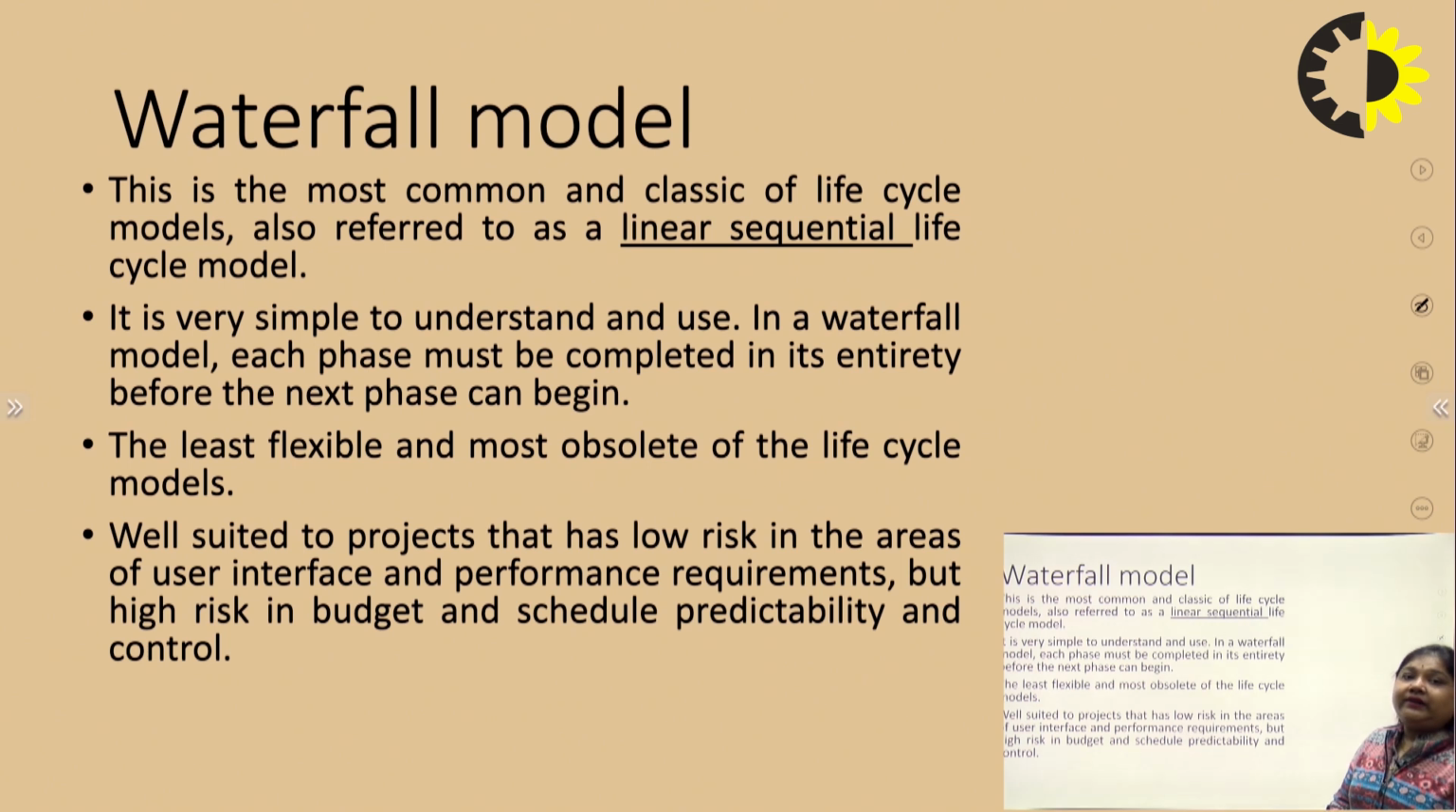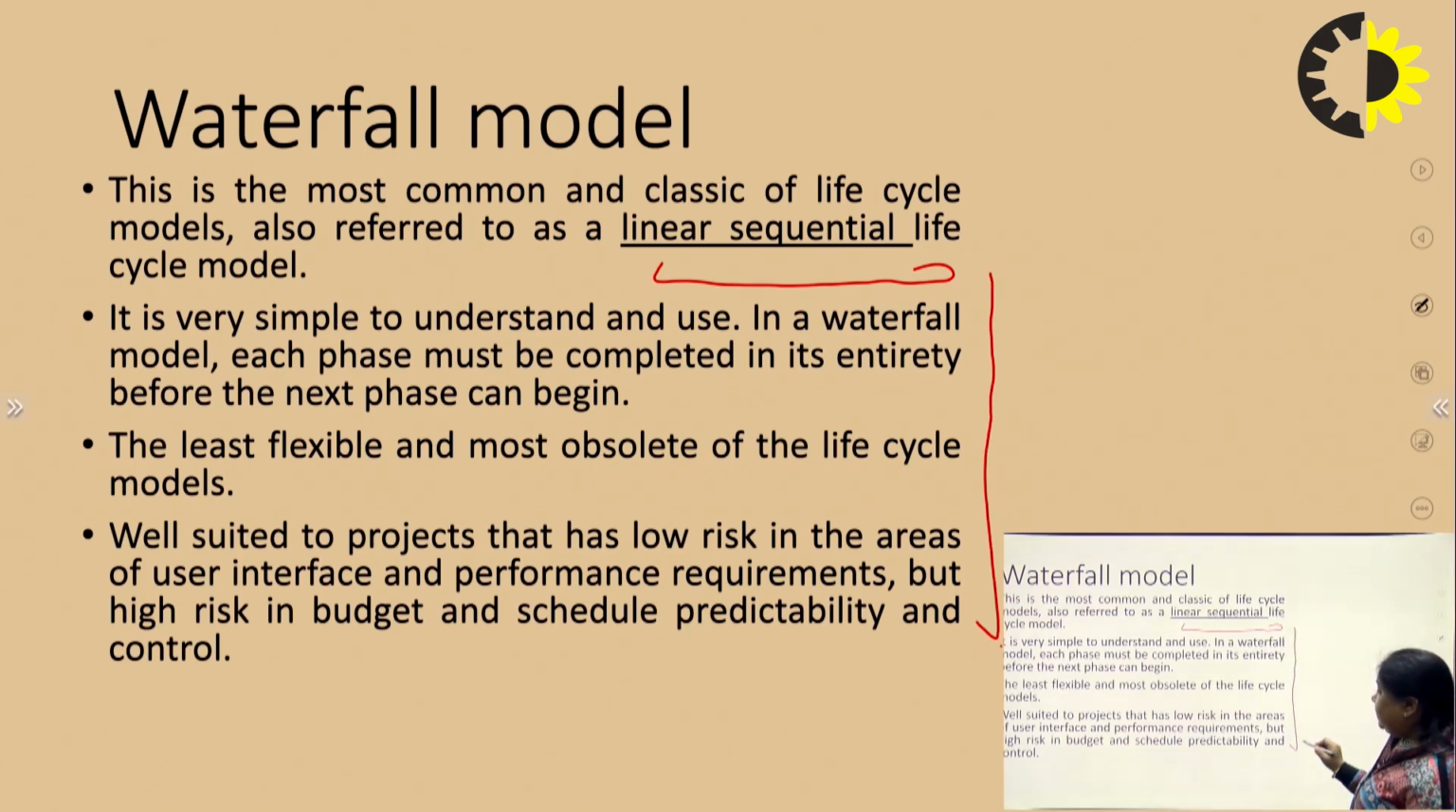First of all, we talk about the waterfall model. This is the most common and classical life cycle model, and it is also referred to as a linear sequential model because it works like a waterfall, in a linear sequential manner. There are some phases, and once one phase has been done, we move on to the next phase, then the next, and then we have some software.